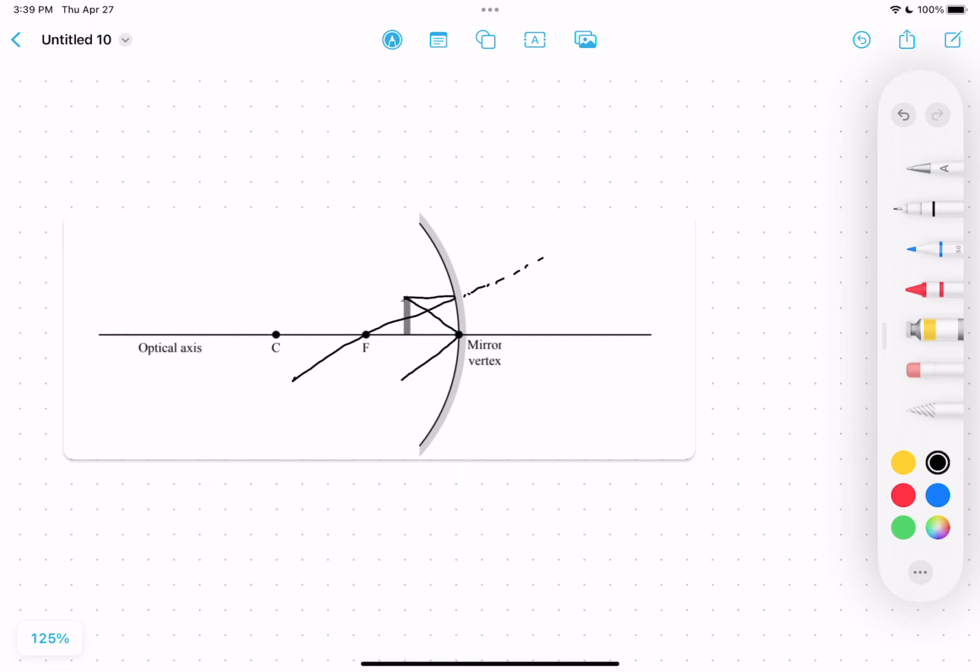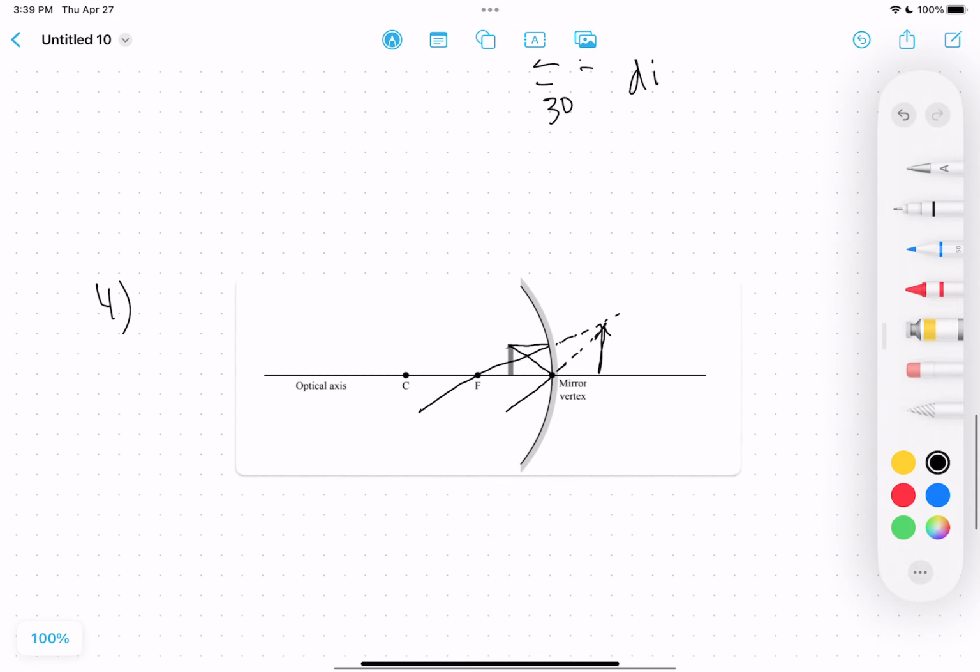And you should have kind of like a dotted line, and that shows that you have a bigger object that's upright, and is going to be virtual because the rays don't actually converge, they seemingly originate behind the mirror. Now, that's problem 4, right?